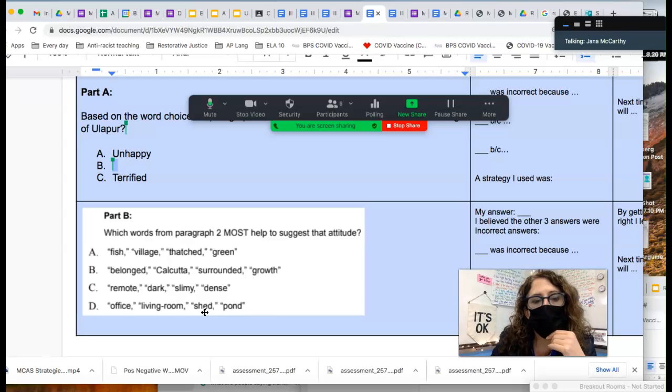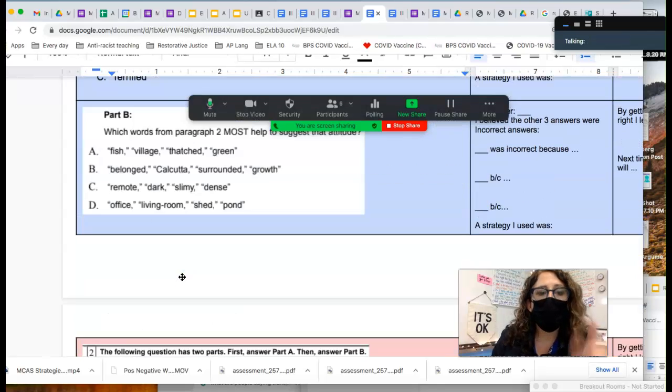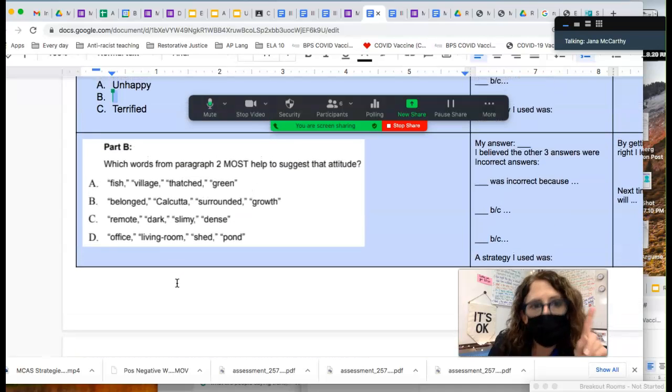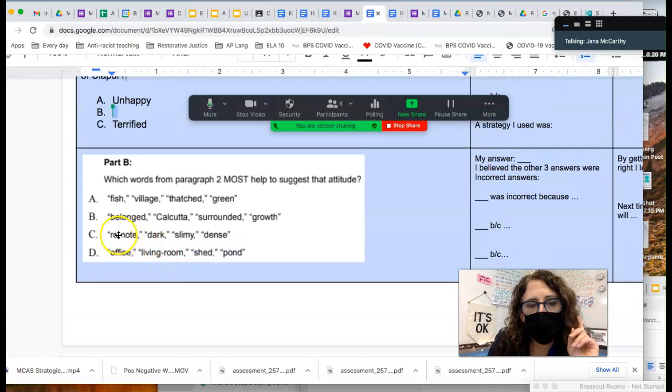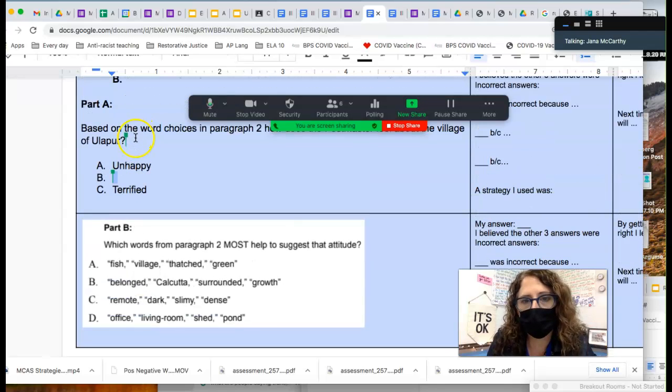And if we just wanted to double check, we would go back to make sure that they were descriptions of something negative. And then the final thing we want to do is just make sure that these four words in C match unhappy, the first part. You have to link back to the first part just to make sure.